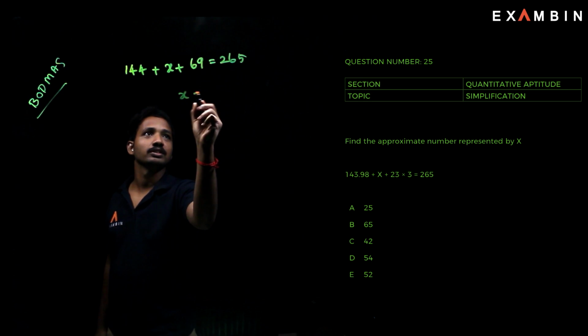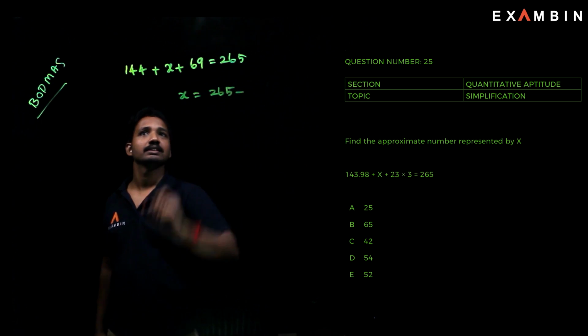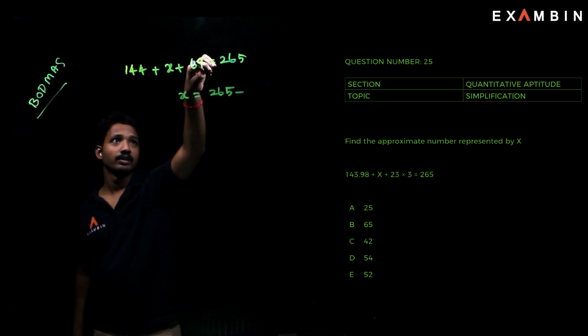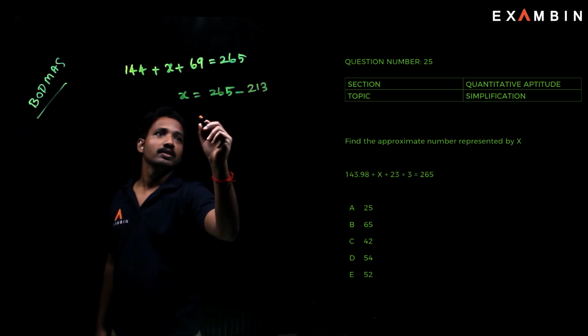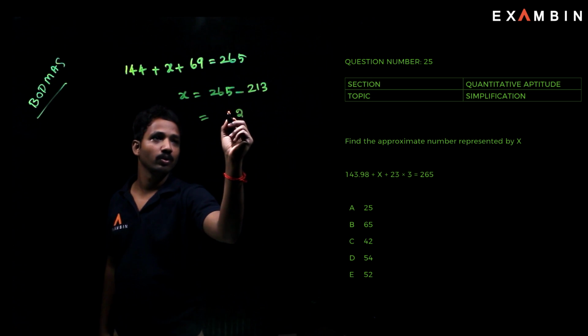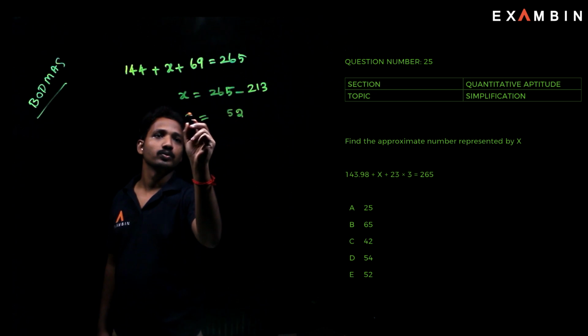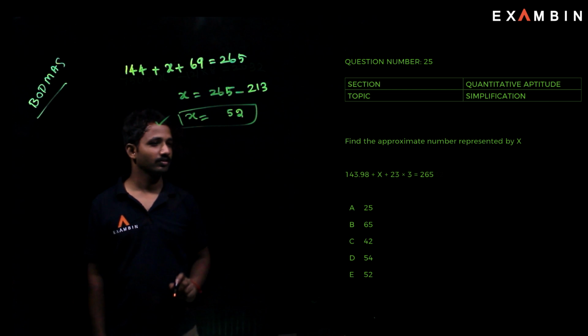So x is equal to 265 minus 200, 209, 213. So 5 minus 3, 2, 6 minus 1, 5, 52. X is equal to 52 is the right answer.